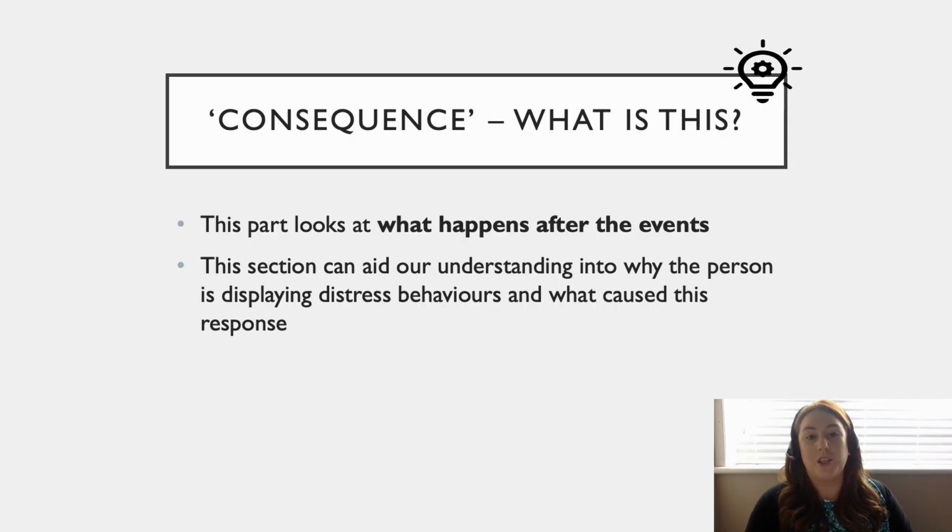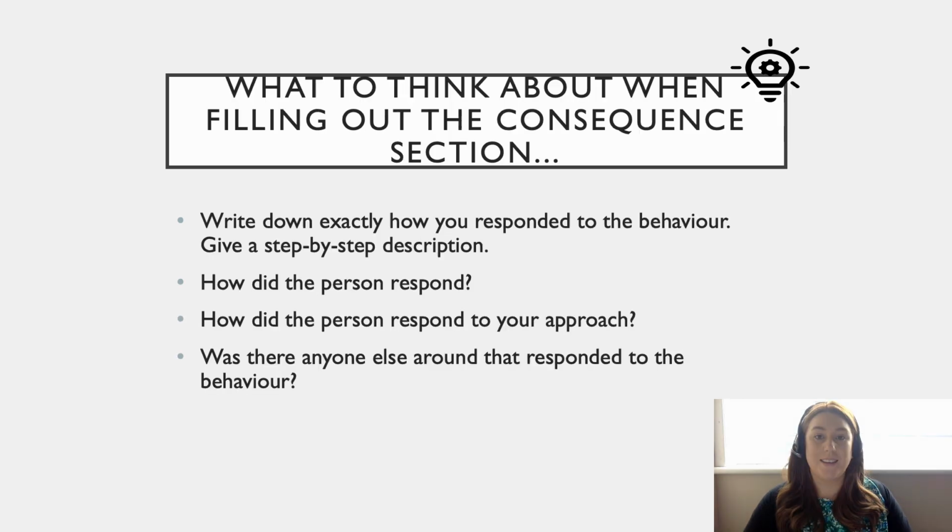The consequence section. What is this? So this section of an ABC chart records exactly what happens after the event. And this can aid our understanding into why the person is displaying the distress behaviours and what has caused this response from the client. So some helpful prompts to think about when filling out the consequence section can be, how did you respond? How did they respond? How did the client respond to your approach? And was there anybody else around the client that responded to the behaviour?